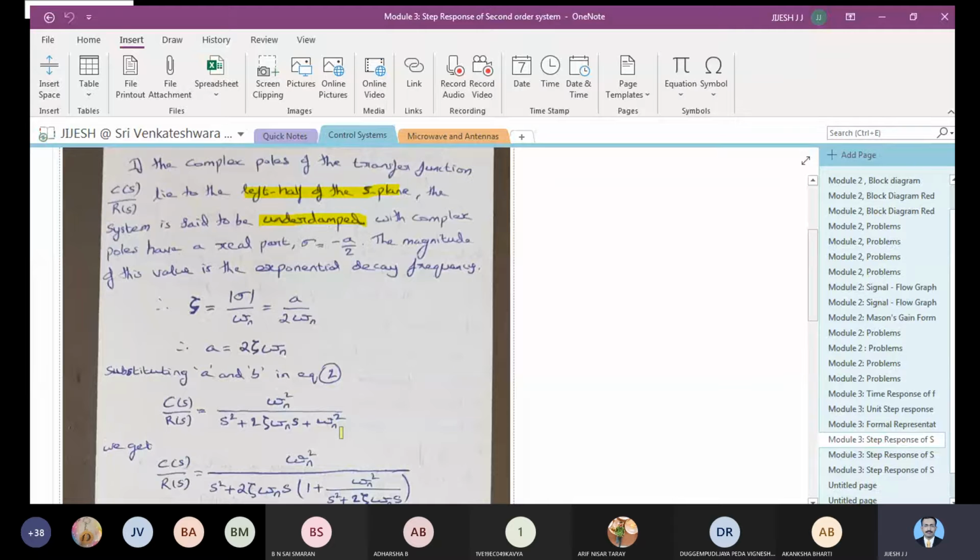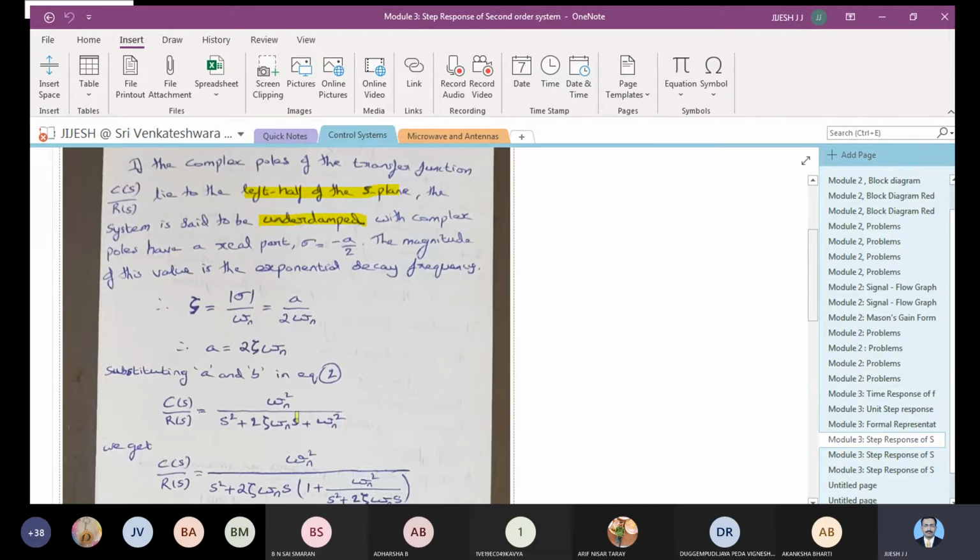So the transfer function C of S by R of S is equal to omega n square divided by s square plus 2 zeta omega n s plus omega n square. It's a very important equation, and it is the equation for the transfer function. I'll be using this equation again and again, so you need to remember it. This omega n square will come at least 4-5 times in the next derivations, so you should not forget where it has come from.